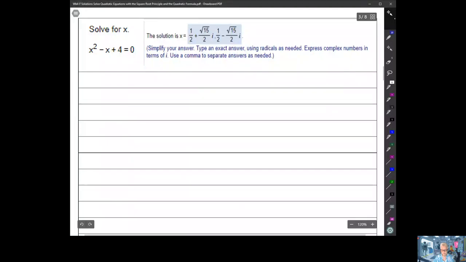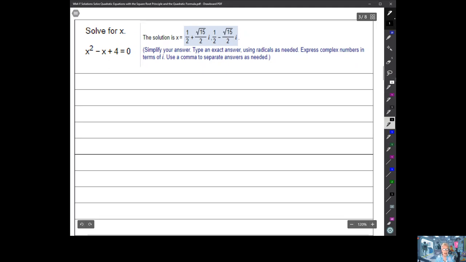Let's solve a quadratic equation using the quadratic formula. All right, here is our first quadratic equation. We're always going to think in terms of ax squared plus bx plus c equals zero.